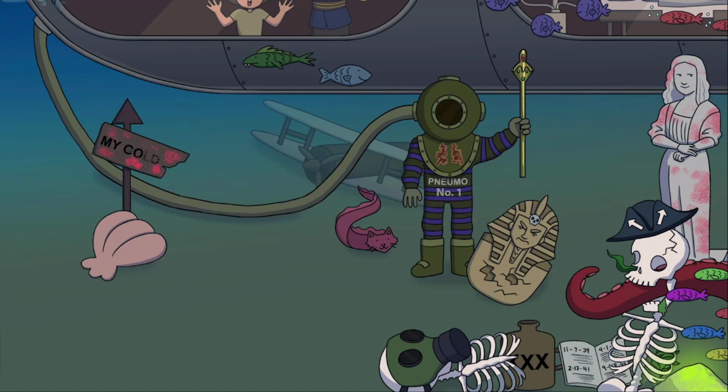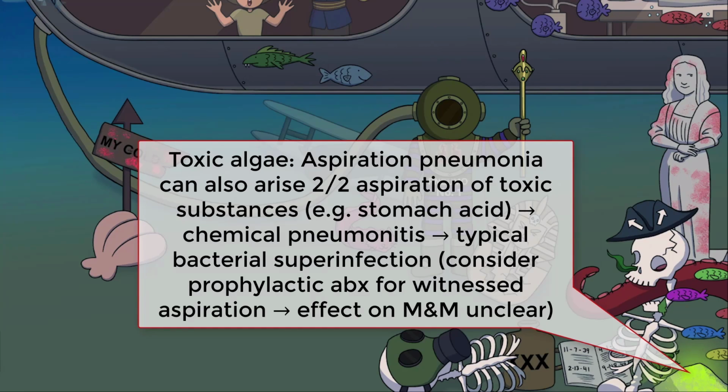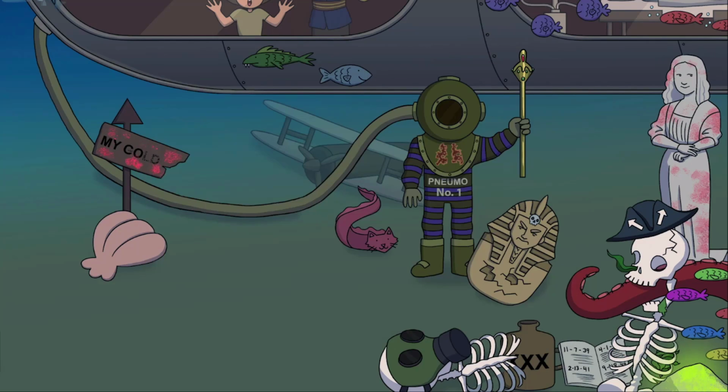All right, instead of foreign bacteria sneaking down there, another less common cause of aspiration pneumonia involves aspiration of a toxic substance into the lungs. This is typically stomach acid. This can precipitate a chemical pneumonitis, which is not technically a pneumonia, but frequently sets the lungs up for a superinfection with the typical pneumonia-causing bacteria. In fact, many patients with witnessed aspiration or signs of chemical pneumonitis will receive prophylactic antibiotics, especially patients who become severely ill. Symptoms typically resolve with supportive management.